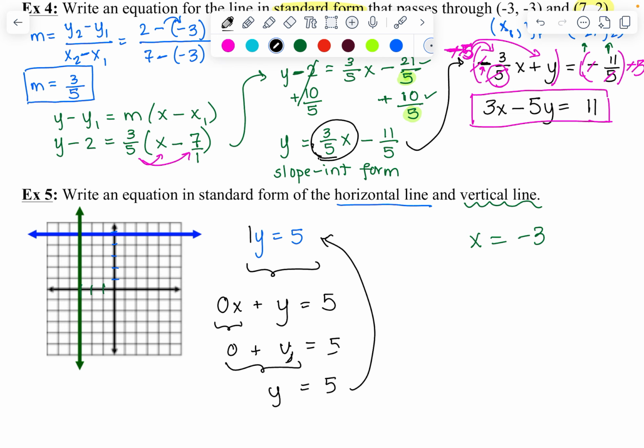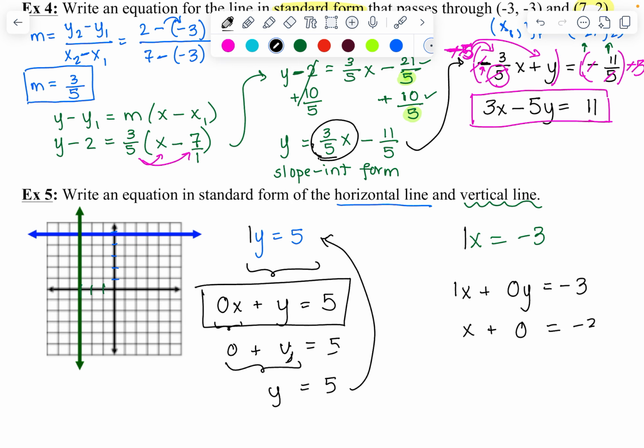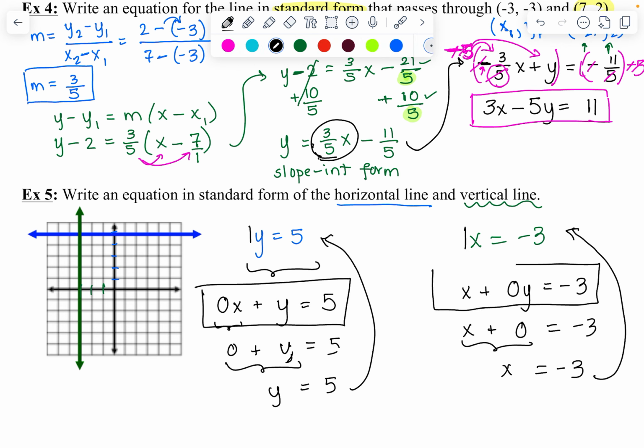So in contrast with your x, you have a 1x, right? Your coefficient in front is a 1, plus 0 times y is equal to a negative 3. There's your standard form. So 1 times x is x, plus 0 times y, which is 0. That's x plus 0 is x, equals negative 3. You end up with what you started with. Therefore, your standard form would be this guy here. Okay.